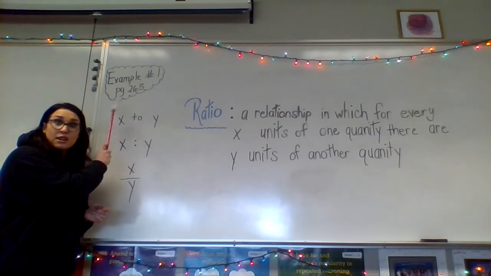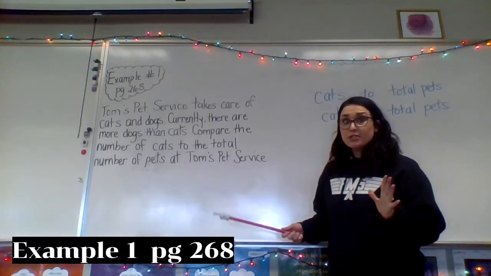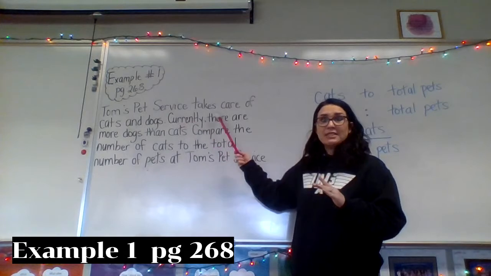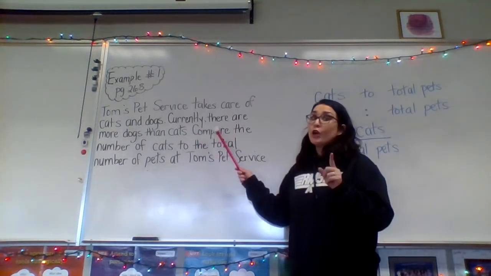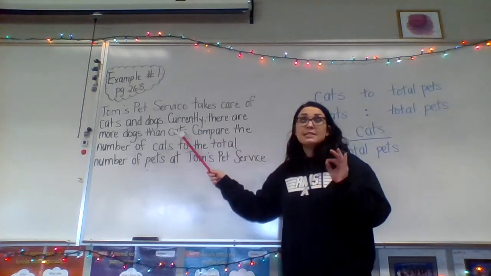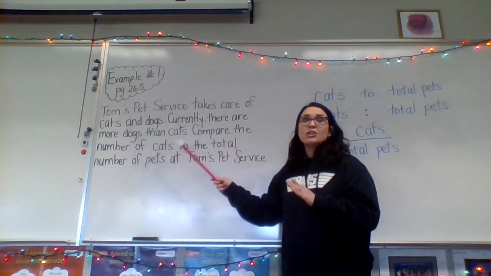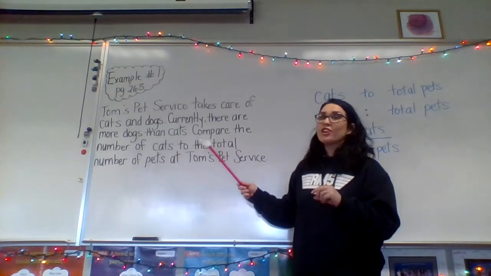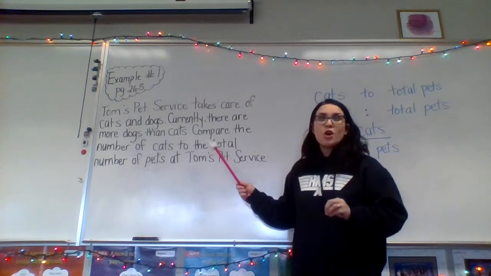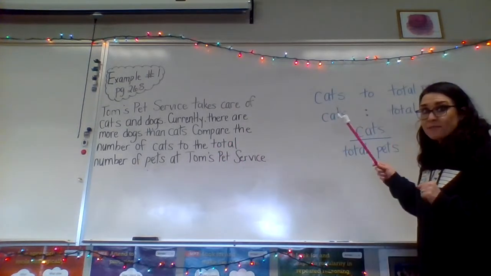Now that we understand what ratios are a little bit, let's start looking at them in action. Example number 1, page 268. Here's the story. Tom's Pet Service takes care of cats and dogs. Good for Tom, love him. Currently, there are more dogs than cats. Compare the number of cats to the total number of pets at Tom's Pet Service. Notice, we are not comparing cats to dogs. We're comparing cats to the total number of pets.